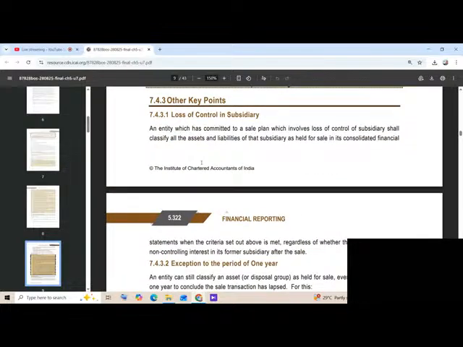Other key points: loss of control of a subsidiary. An entity which has committed to a sale plan which involves loss of control of a subsidiary shall classify all the assets and liabilities of the subsidiary as held for sale in its consolidated financial statements when the criteria set out above are met, regardless of whether the entity will retain a non-controlling interest in its former subsidiary after the sale.